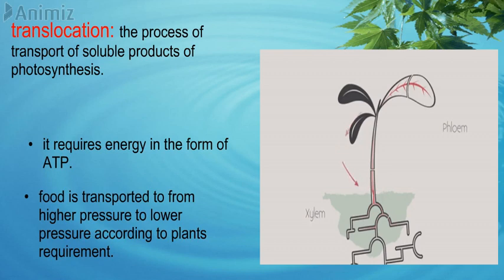Food is transported from higher pressure to the lower pressure according to the plant's requirement. For example, in the spring season, the buds require more energy to grow. Hence, sugar stored in the stem or root tissue is transported through the phloem tissue to the buds.